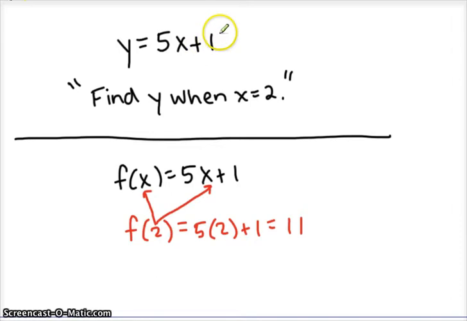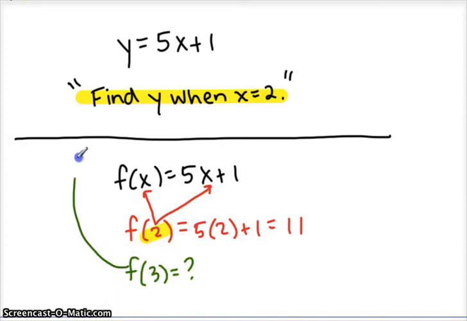You know how math is called the universal language. If I was talking to a student in China, and I gave them that equation, I said this out loud, they might not understand me. But if all I wrote was f of 3, they would know what this means. They would know what to do with that, because this is like the symbolic way for writing this type of sentence. Find y when x is 3.